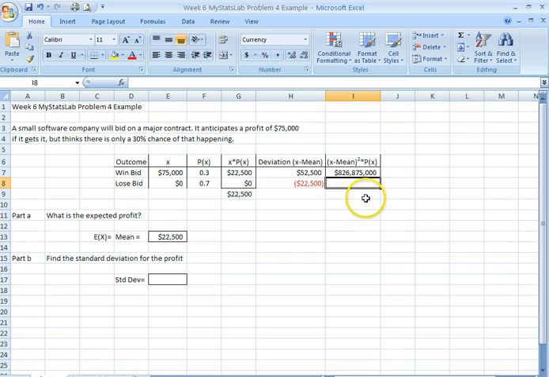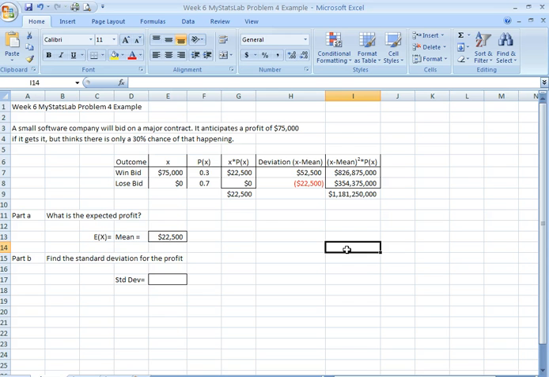That's the first number. We'll do the same thing here, equals our number here, shift 6 so we can square it, times that probability, which is 0.7, and enter. So there we have our x minus the mean squared times the probability of x. So all we have to do is summation again, using our summation key, and there we have our variance.